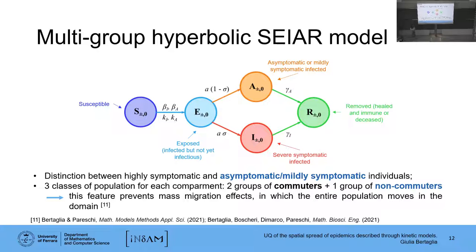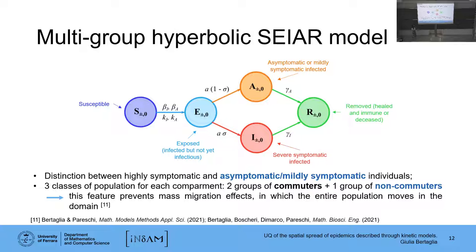This choice was made because of the policy of COVID-19 tests at the beginning of the pandemic, in Italy at least: we can consider that the detected people belonged surely just to this compartment here. So they were showing really severe symptoms, and asymptomatic people were just completely lost.